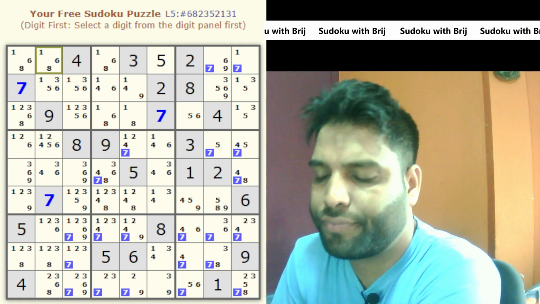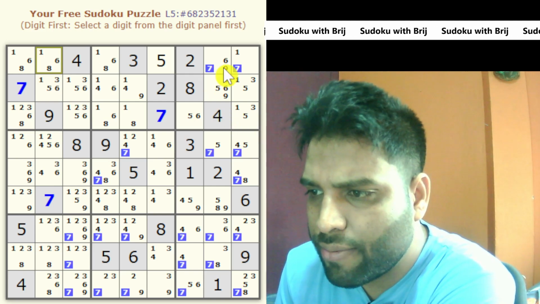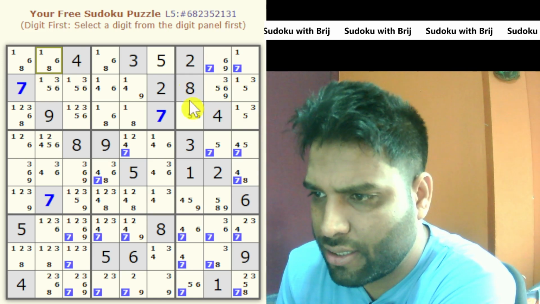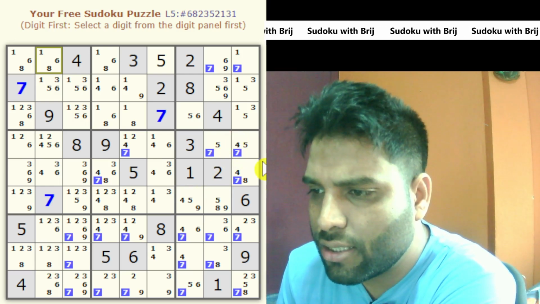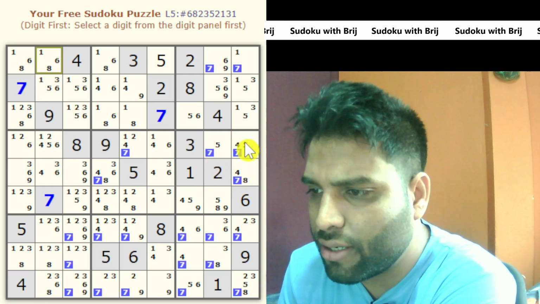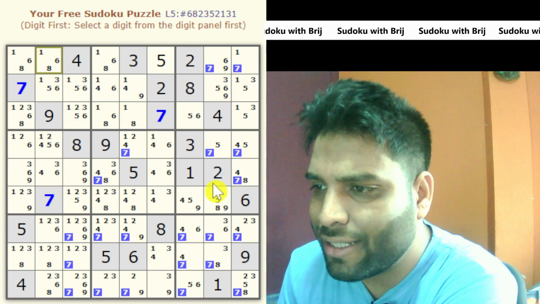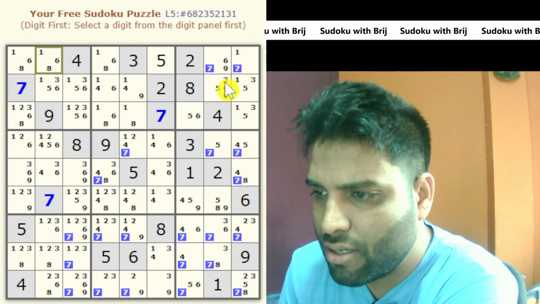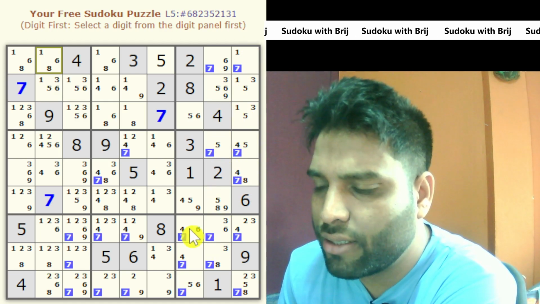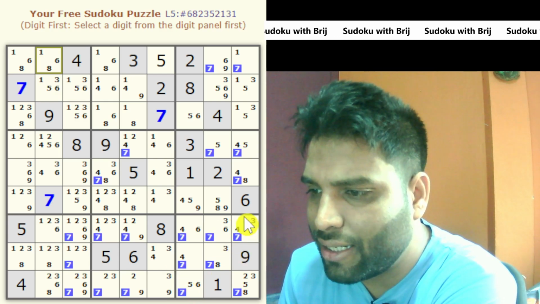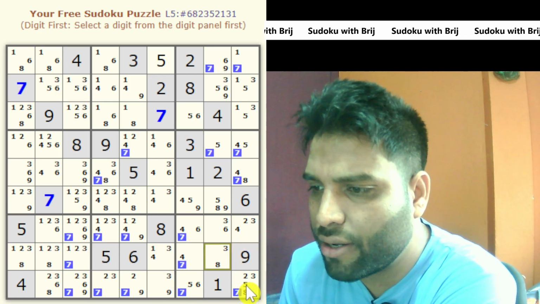So now what I can see is 7 is in these 2 cells in this box 3, and also in this box 6, 7 can be in these 3 cells. So 7 is fixed in 2 columns in 2 boxes. So 7 cannot be in this box in these 2 columns. So we can remove 7 from here, here, and here.